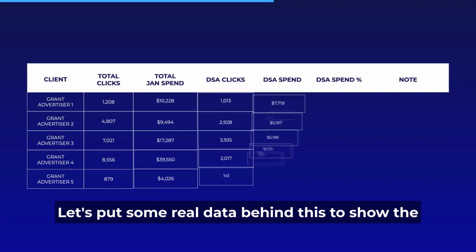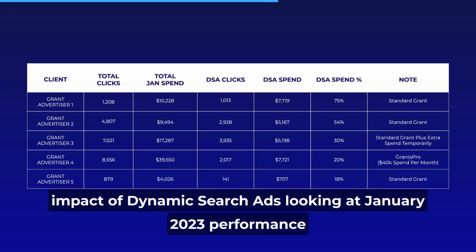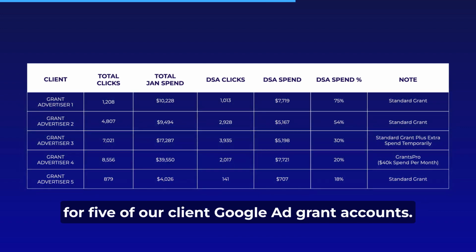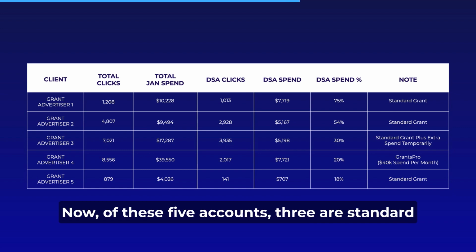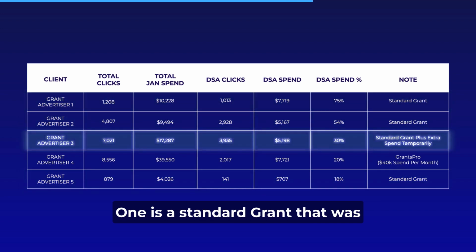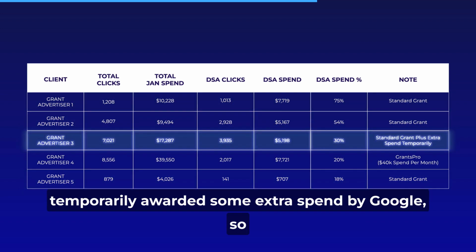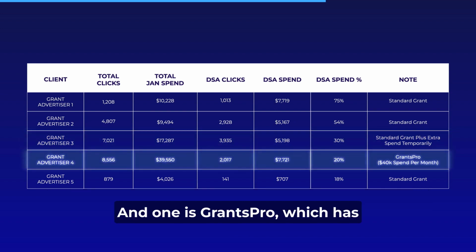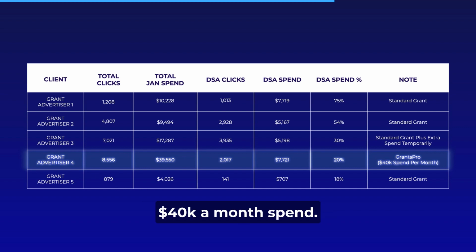Let's put some real data behind this to show the impact of dynamic search ads. Looking at January 2023 performance for 5 of our client Google Ad Grant accounts. Now, of these 5 accounts, 3 are standard grants with the $10K a month spend. 1 is a standard grant that was temporarily awarded some extra spend by Google, so thank you, Google. And 1 is a Grants Pro, which has more than $10K a month, $40K a month spend.